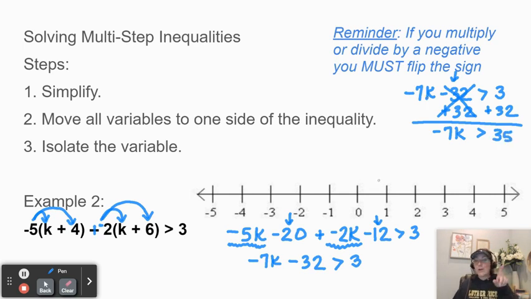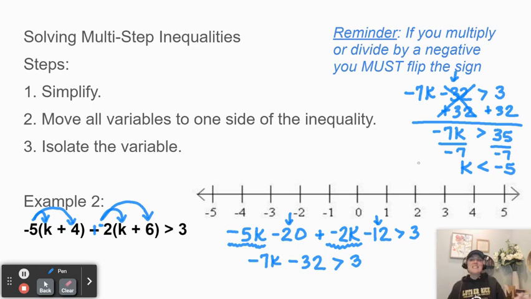All right, friends, one step left. We have to get rid of the multiplying by negative 7. So we're going to do that by doing the opposite of multiplying by negative 7. That opposite of multiplying by negative 7 is to divide by negative 7. Notice then negative 7 divided by negative 7 gives me 1k, and we did divide by a negative number, so I've got to flip that inequality. 35 divided by negative 7 is negative 5.